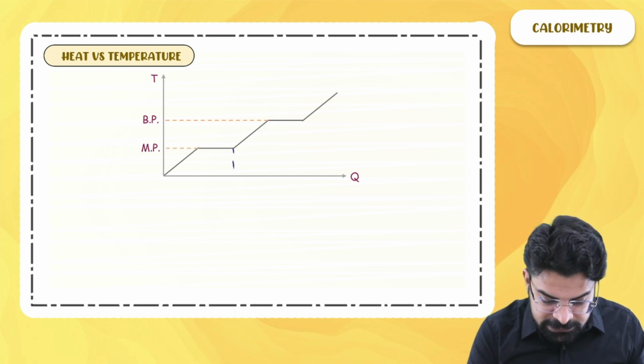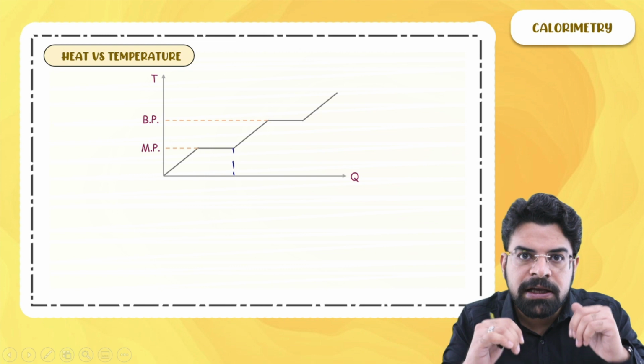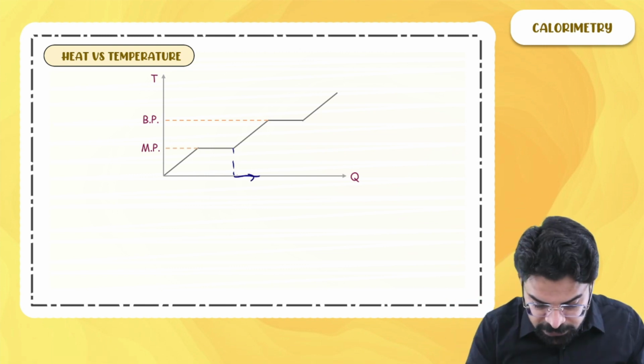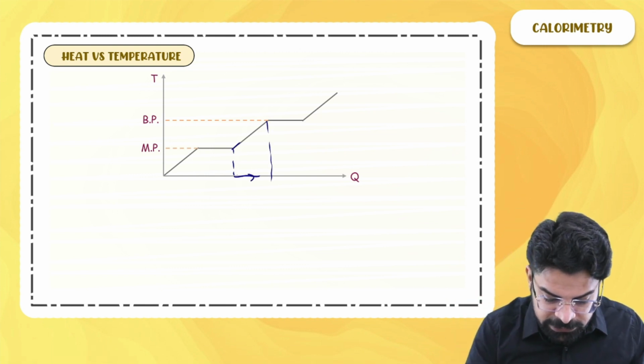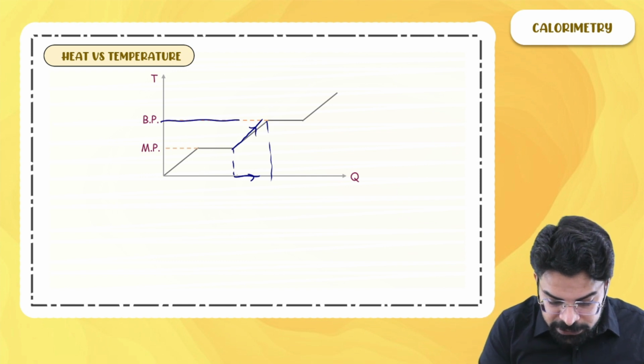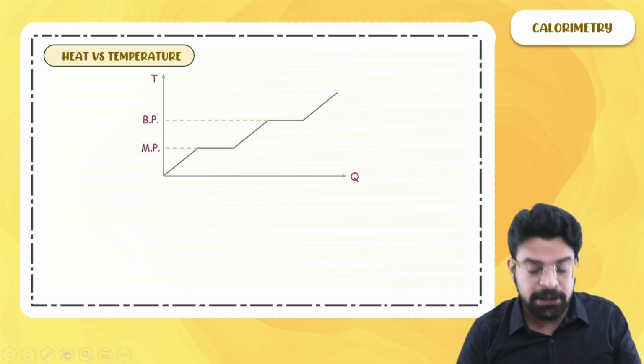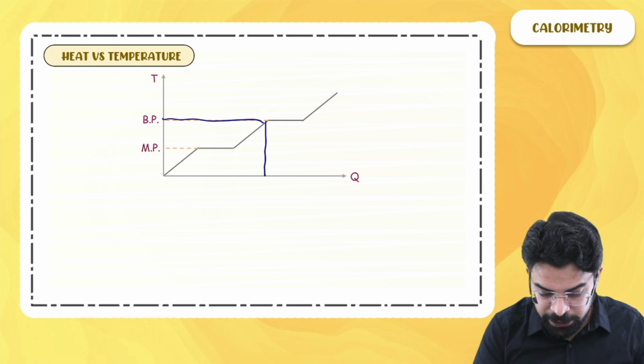Once you have provided sufficient heat that all the solid has converted into liquid, then on providing further heat, the temperature of the liquid starts to increase, and the temperature of the liquid keeps on increasing till the time it reaches the boiling point.